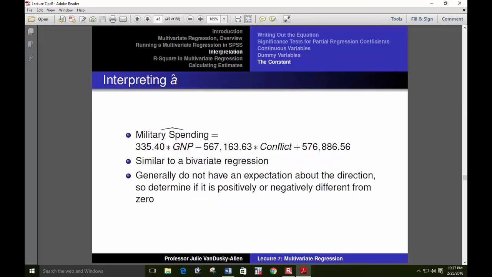Now moving on to interpreting the constant a hat. Recall that a hat is also the y-intercept. In this equation, it is 576,886.56. Interpreting a hat in a multivariate regression is similar to interpreting it in a bivariate regression. We do not have an expectation about whether a hat is positively or negatively different from 0, so we just assess whether it is positively or negatively different from 0.